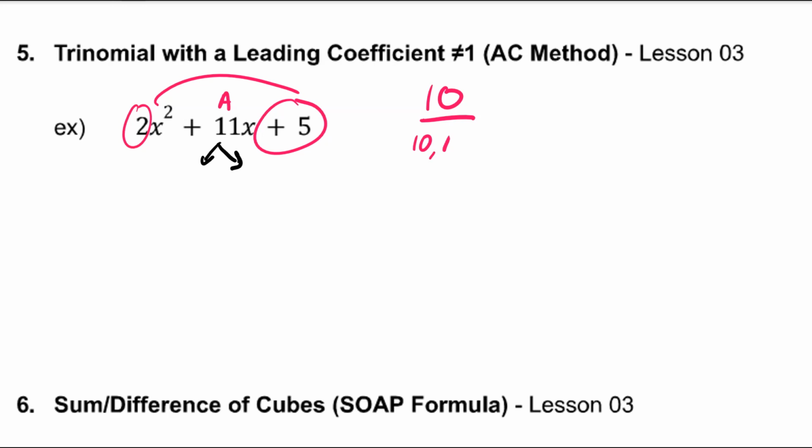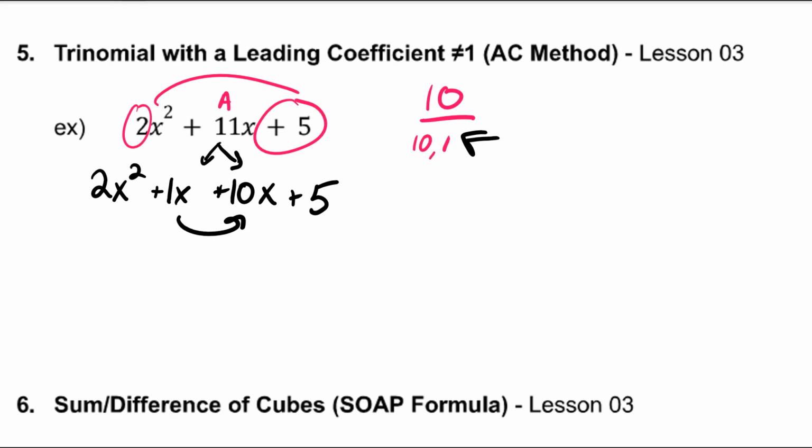Then I'm going to split that 11x up into just a 1x and a 10x. So I'm using those numbers there as the coefficients. So 1x plus 10x is the same thing as 11x. I didn't change the value. I'm only making this 4 terms so that I could use grouping to finish it off.